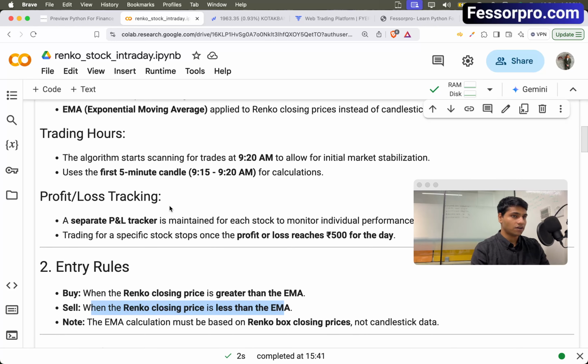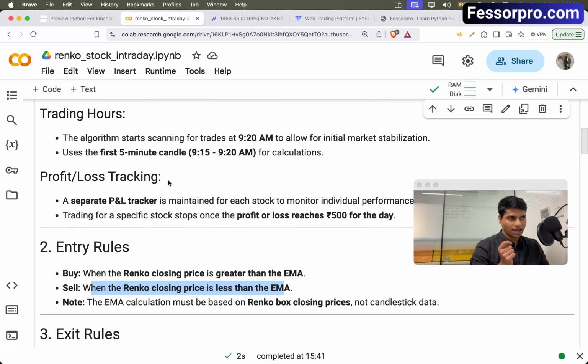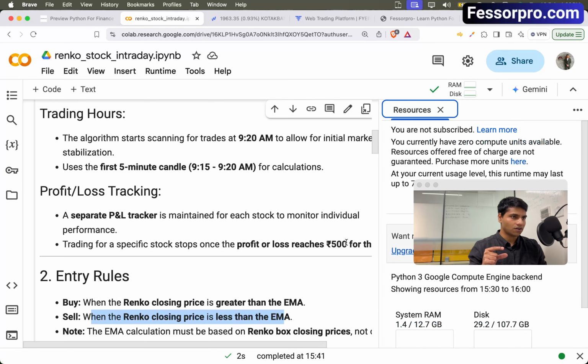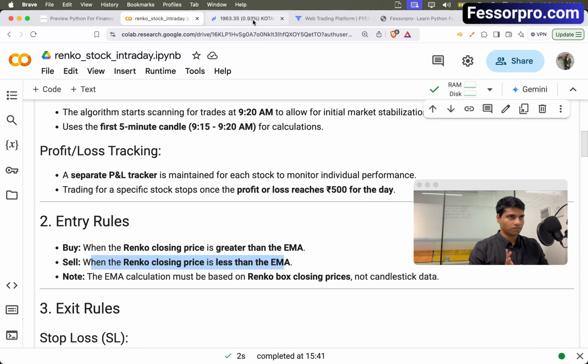Now, what is profit and loss tracking? So there is another feature that I've added, which tracks the PNL of each ticker. Now, as you know, this strategy is on equity stocks. So we will have more than one stock, let's say 10 or 20 stocks. So for each stock, I'll have a separate PNL. And if the profit and loss for a certain stock exceeds this limit, so right now I have kept this limit of 500 rupees, then we will stop trading on that stock. Okay. So this is what we will be doing.